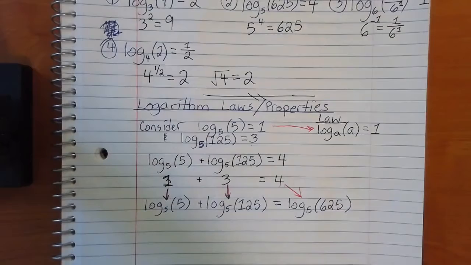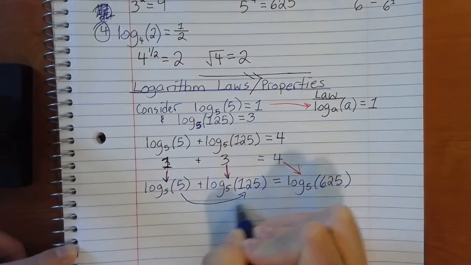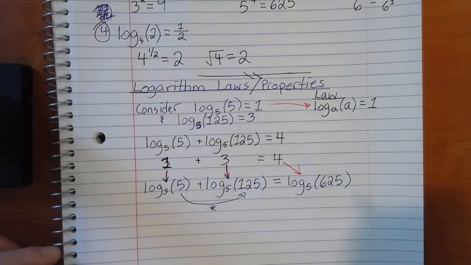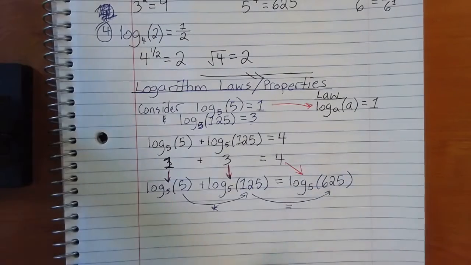So now all we have left to do is think about how they relate to each other. We have the log base 5 of 5. All these are 5s as bases. So we just have to see, well, how can I relate 5 and 125 to 625? If you give that some thought, you would figure out or maybe remember that 5 times 125 is equal to 625.